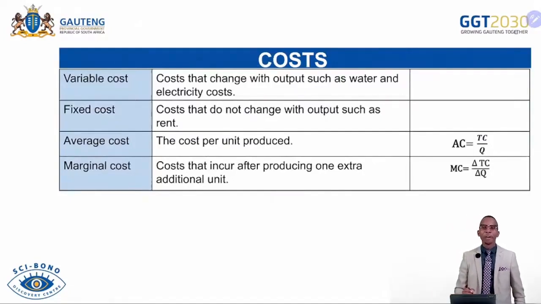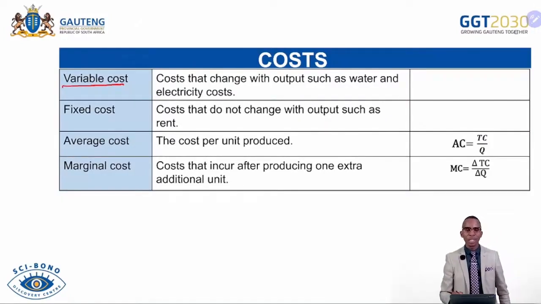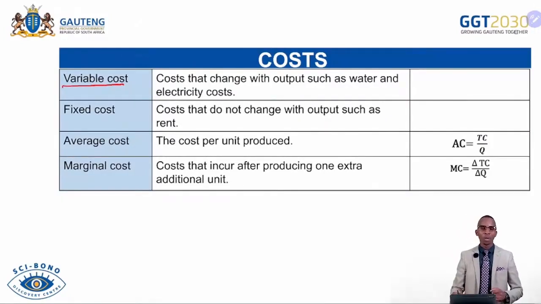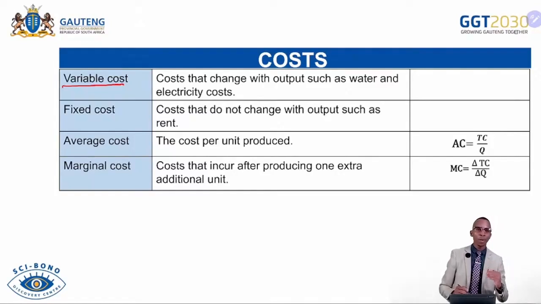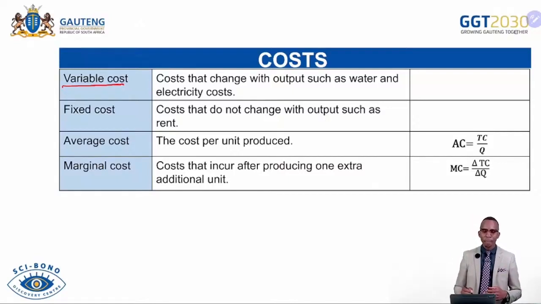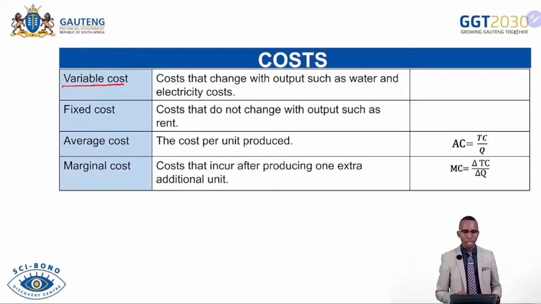We have a variable cost. These are the costs that change with the output. So variable cost can always change with the output. As the firm produces more of a particular product, the variable cost will increase. As the firm produces less of the particular product, the variable cost will decrease. We talk about the likes of the cost of electricity and the cost of water. They always change with the output. Those are the variable costs.